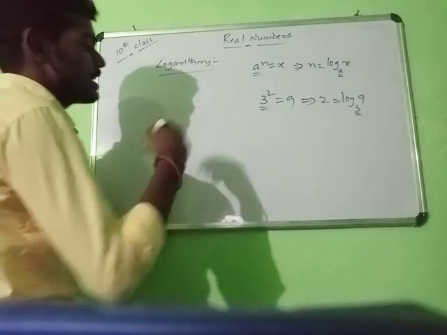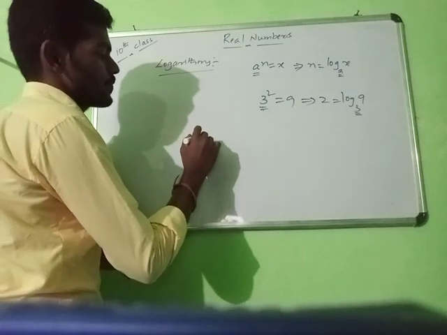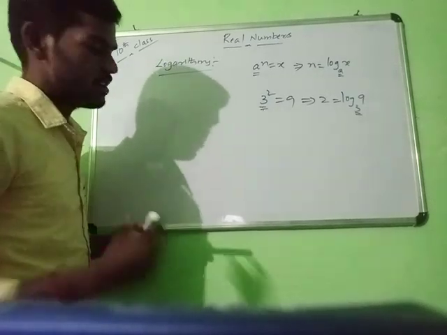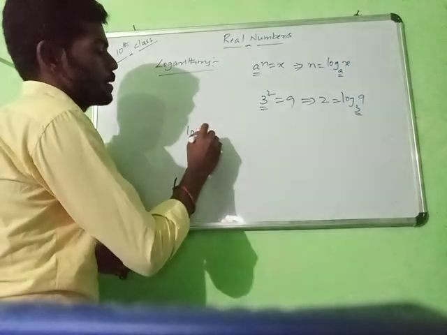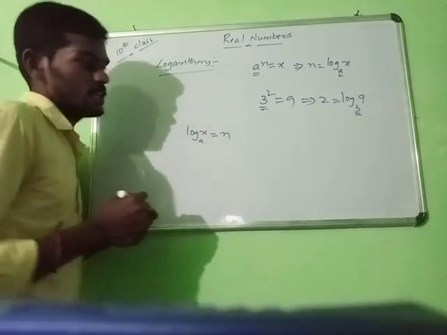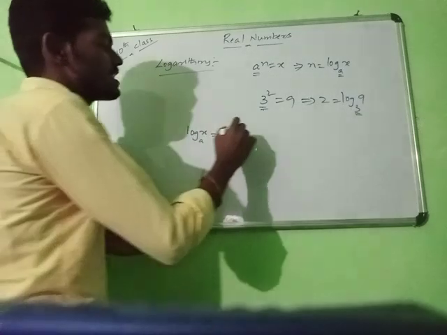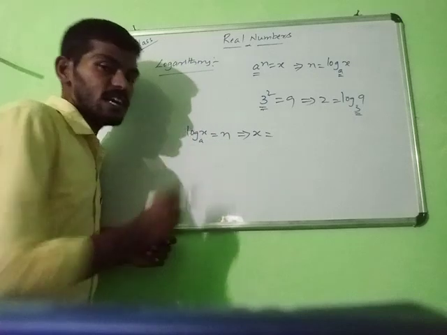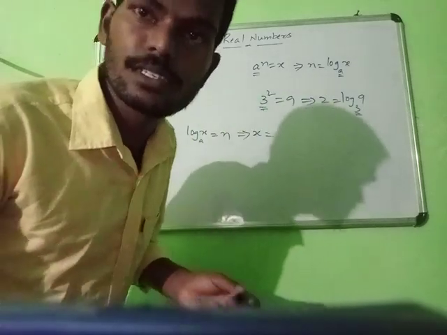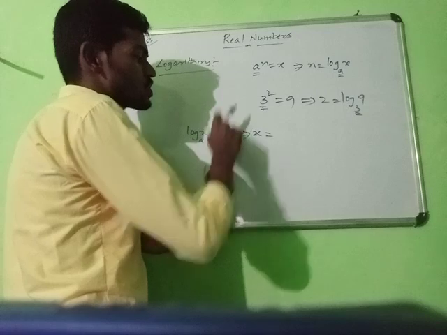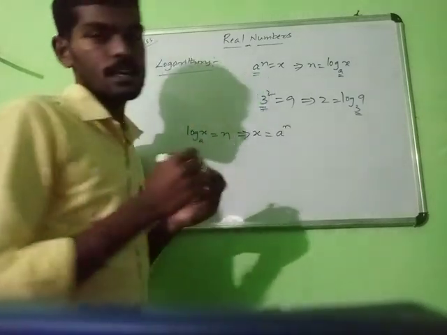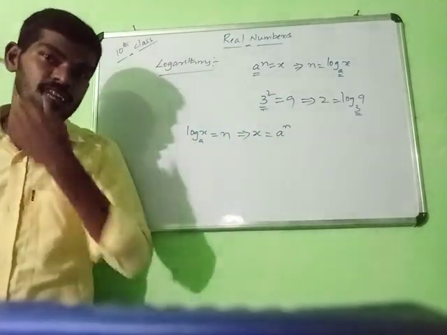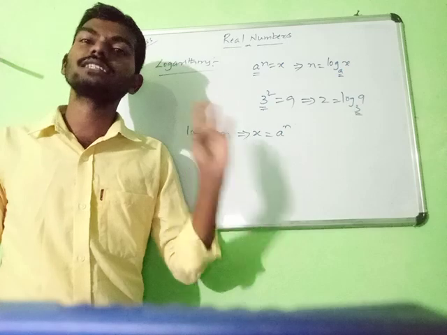Now, if the logarithmic form is given, then converting into exponential form: take log x base a is equal to n. Now convert this into exponential form. Here the base is a, and in exponential form also the base a will come. So x is equal to a power n. This is the exponential form when the logarithmic form is given. These are most important.